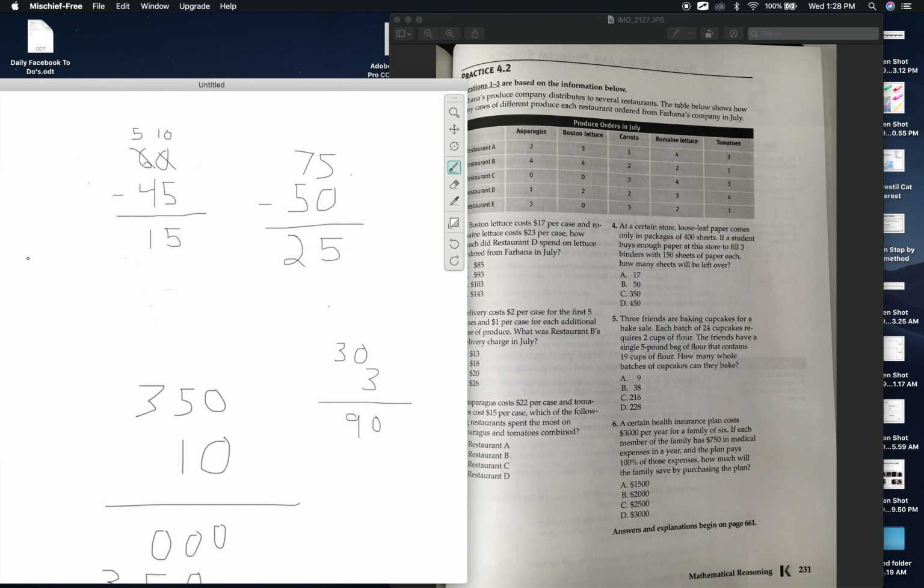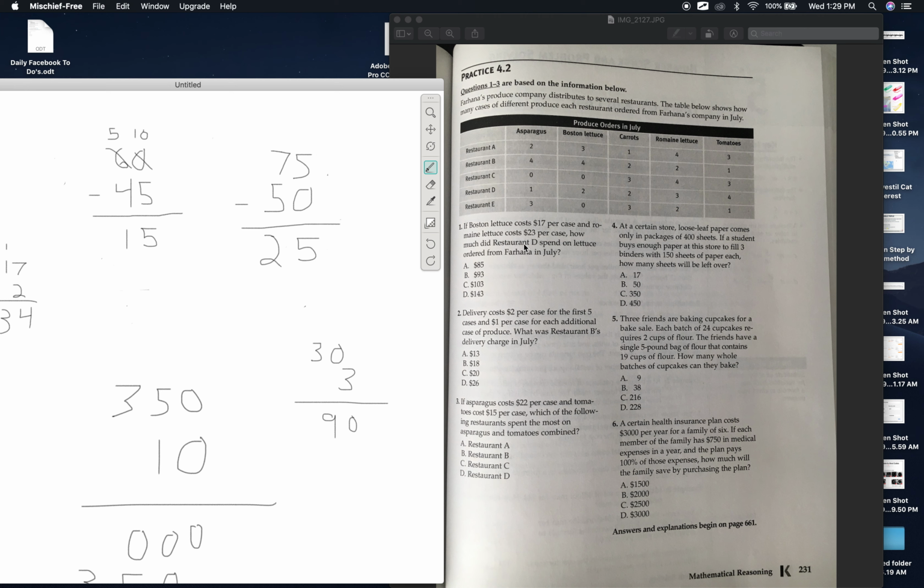2 times 7 is 14. 2 times 1 is 2, plus the 1 that we carried over is 3. So we know that they spent $34 on Boston lettuce. Let's see what Restaurant D purchased as far as romaine lettuce. Romaine lettuce costs $23 per case. Restaurant D purchased 3 cases of romaine lettuce, at $23 per case.